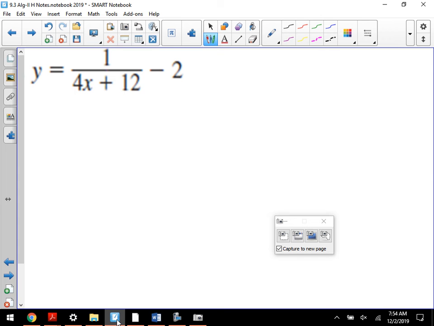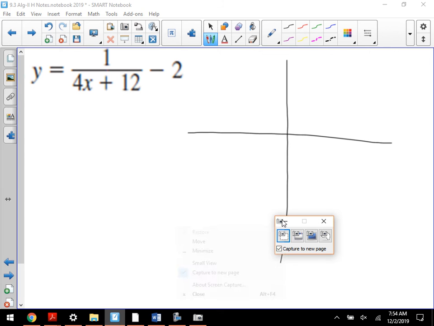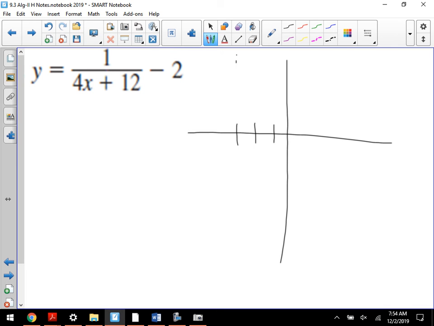Anyway, in this case here, remember, the first thing you can always do is plot your vertical asymptote. Where is your vertical asymptote going to be from here? 3 or negative 3? Negative 3. So your vertical asymptote's at negative 3. Where is your horizontal? Is it 2 or negative 2?